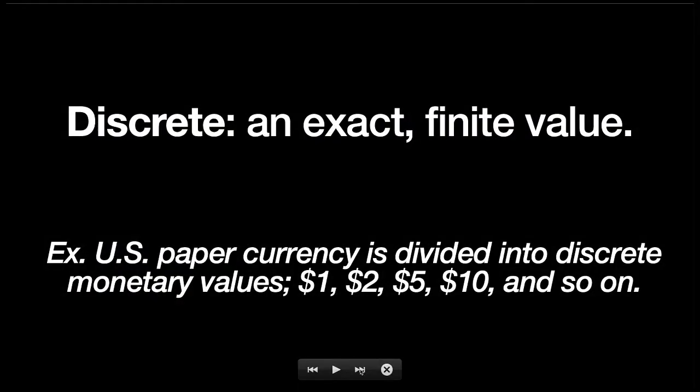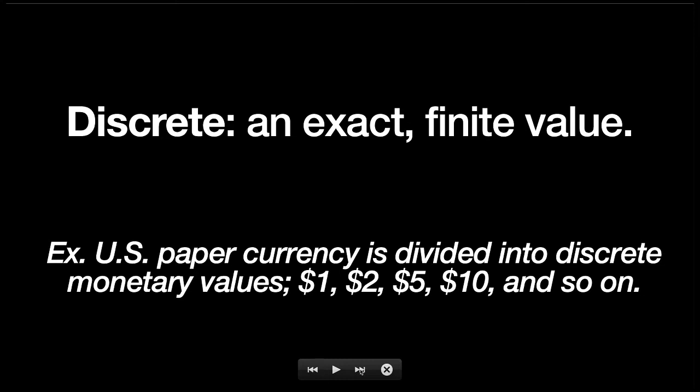All right, so here we are. We will start out by defining what discrete probability distributions actually means. So the word discrete actually means an exact or a finite value. So an example of that would be US paper currency, for instance. It's divided into discrete monetary values of $1, $2, even though you may not have seen a $2 bill. I used to collect these when I was a kid, $5, $10, and so forth.